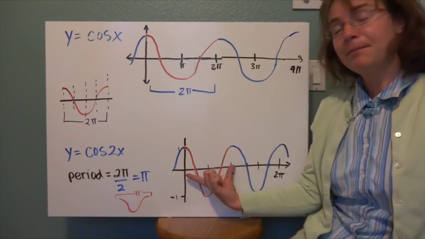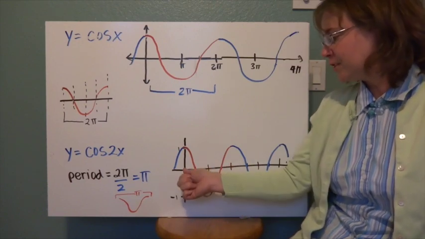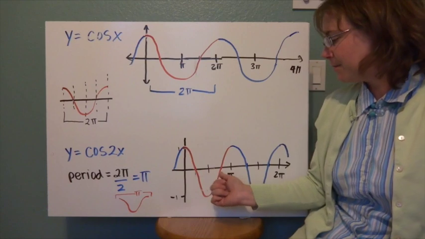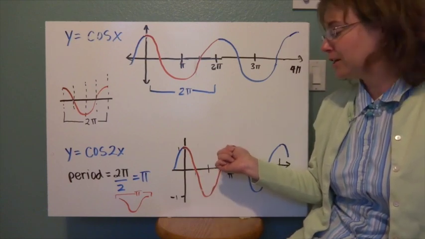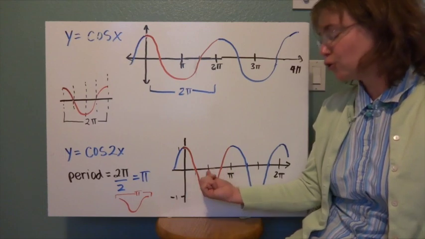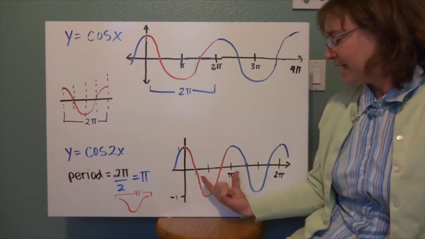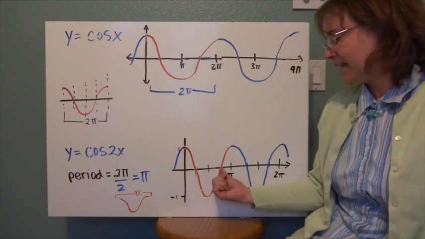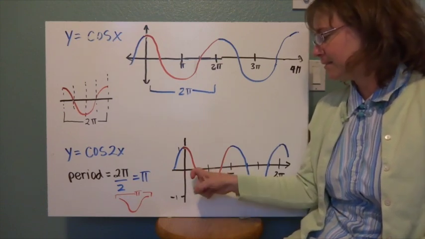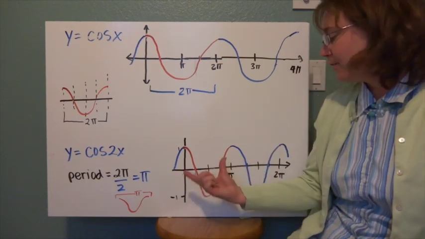This is my pi, and I'm going to divide my pi into 4 sections. My first section is where I start, and I start at the maximum value. At pi, I also start at the maximum value. Halfway between, in this case it's pi over 2, is going to be my minimum value of -1. And then halfway between my max and min, I have a 0, and halfway between my max and my min, I have a 0. And that's what I use to graph one of my periods.